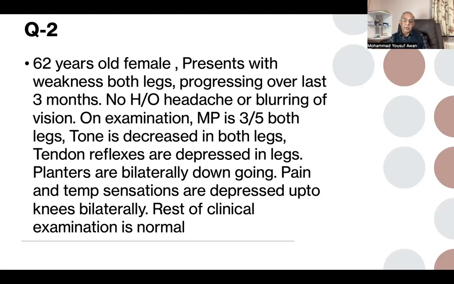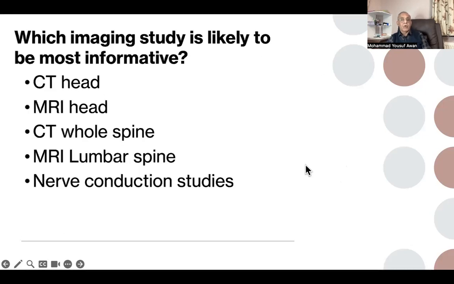So as compared to our previous patient, this patient has all the features of lower motor neuron lesion, but in addition to that, there's some sensory loss below the level of the knee. So which imaging study is likely to be most informative in this particular patient? CT head, MRI head, CT whole spine, MRI lumbar spine, or nerve conduction studies.